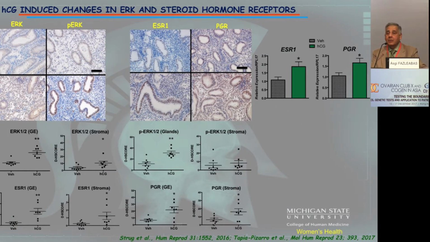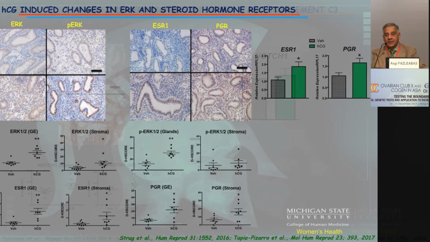And there was also a remarkable effect on the expression of both the estrogen receptor alpha and the progesterone receptor. So there was a direct response again in these women after controlled ovarian hyperstimulation in response to chorionic gonadotrophin for both the signaling mechanisms as well as the change in steroid receptors.